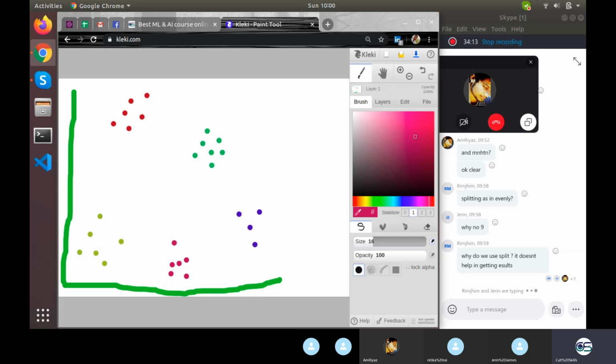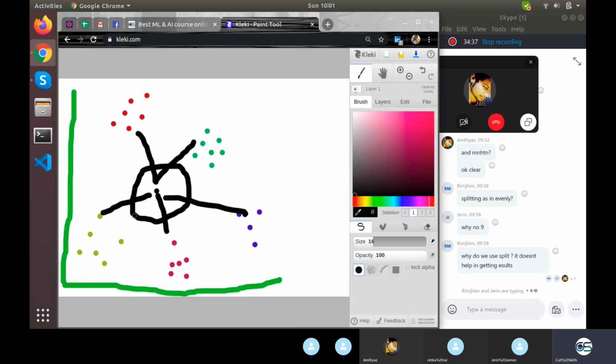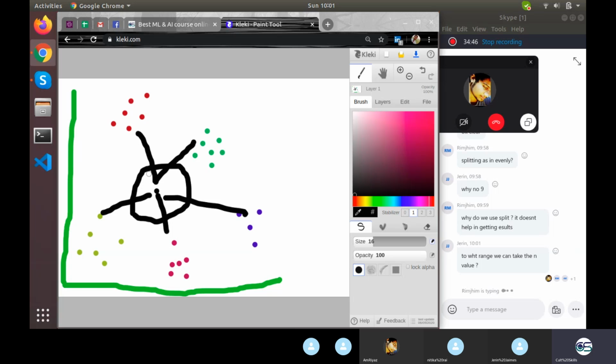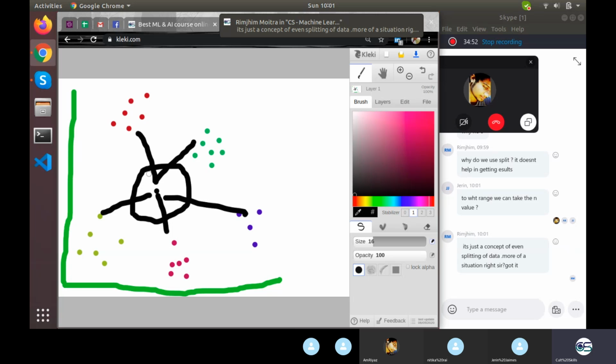Now if there is a new point of any shade, let's suppose of this black color, which is equally close to all of them. 1, 2, 3, 4, 5. So these are my top closest 5 points, suppose. Now we are deciding what value of k we should take, so that there will not be any kind of balanced splitting. To what range can we take the k value? Whatever value you want to take, you can. The only thing you need to face is that you will end up wasting more space and more time.